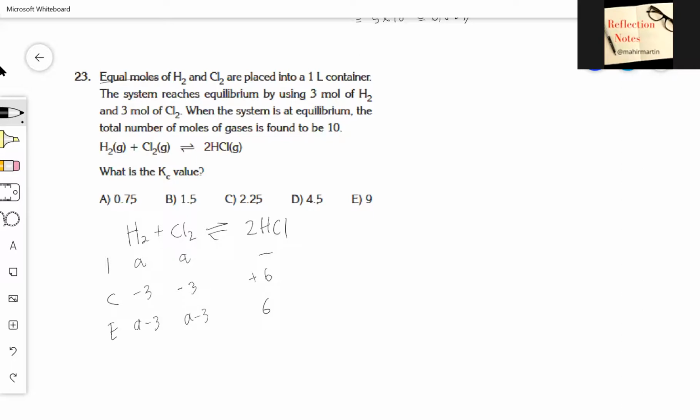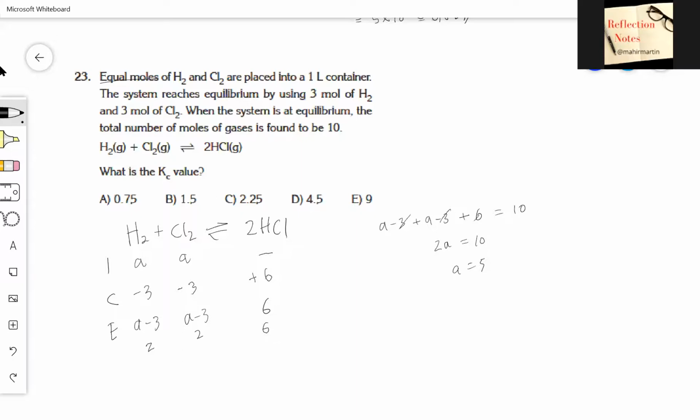And it is given that the total number of mole at equilibrium is 10. So the total of here is 10. So A minus 3 plus A minus 3 plus 6 equal to 10. Okay, so we got 2A minus 3 plus 6 is cancel, is equal to 10. So A is equal to 5. When you put A equal to 5, you got 2 mole here, 2 mole here, and 6 here.